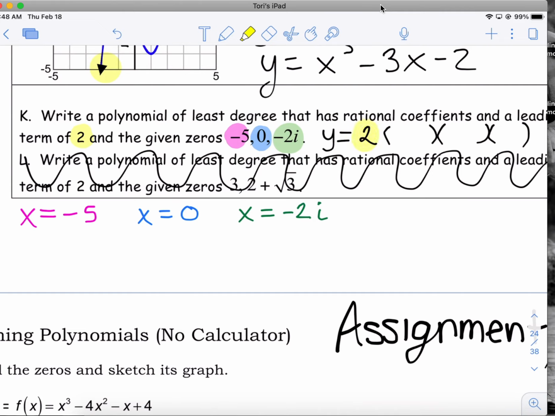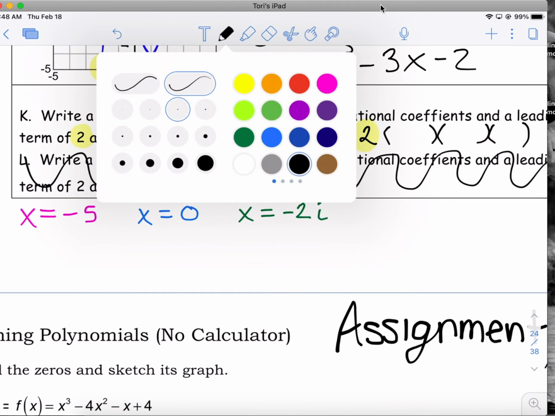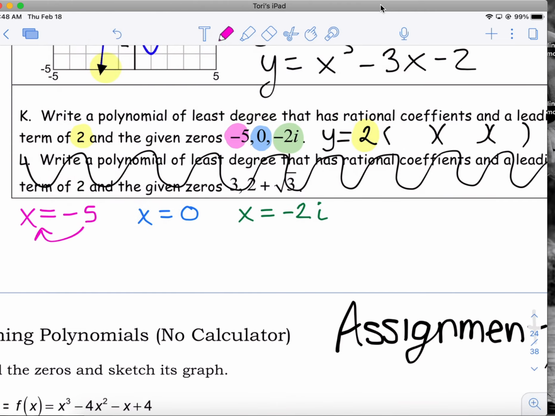Now, all of these I wrote x equals whatever they gave me. So x equals -5, x equals 0, x equals 2i. And now in order to think about reverse factoring, we have to make those equal 0. So moving this one back, you guys would have already known this, x plus 5 would be the factor that goes with him, okay? We know that the x equals 0 just means there's an x chilling by itself.